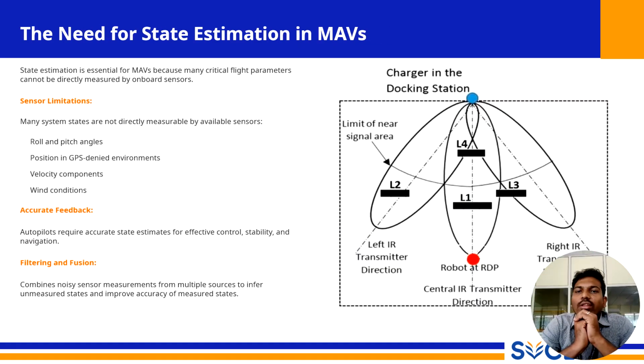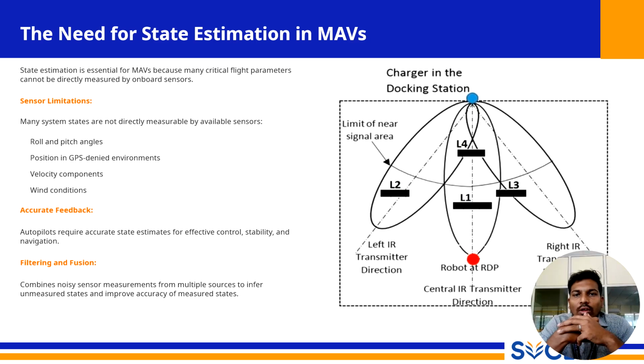Over the last several slides, we have examined the suite of sensors that a MAV uses to perceive the world, from accelerometers and gyros to GPS and cameras. The recurring theme is that every sensor has limitations. It might be noisy, it might drift over time, or it might be susceptible to environmental interference. This brings us to the critical topic that ties everything together: the need for state estimation.